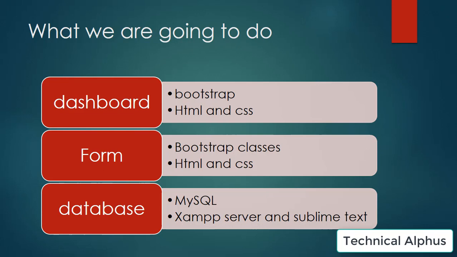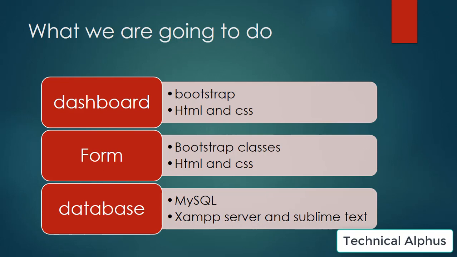Then lastly, we are going to create a database. This database is going to be created using MySQL, and in this database we're going to have tables, and these tables are going to be holding data. Now we are going to use the XAMPP server, which is cross-platform for Apache, MySQL, Perl and PHP, and this is going to help us to create the databases and how to manage it.